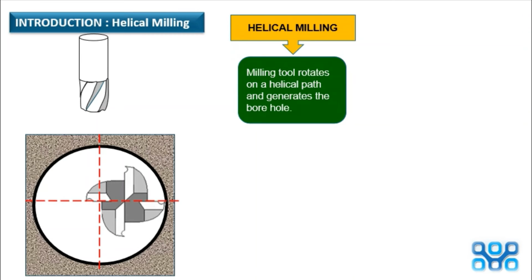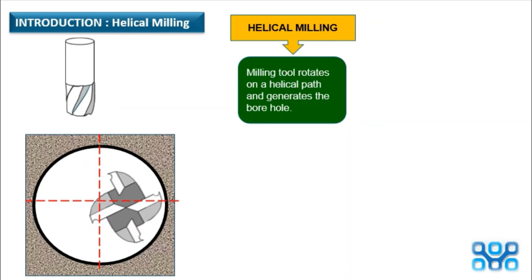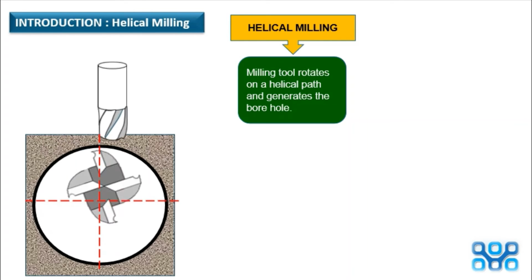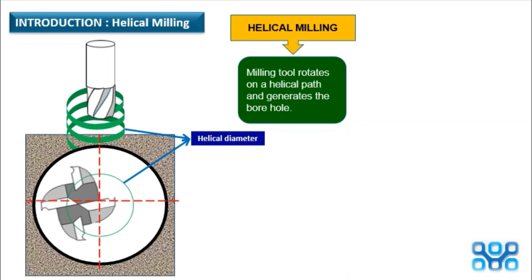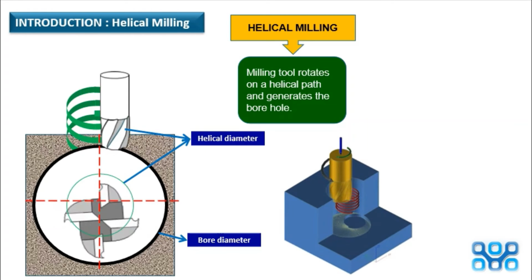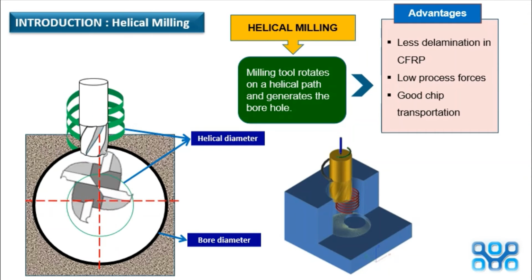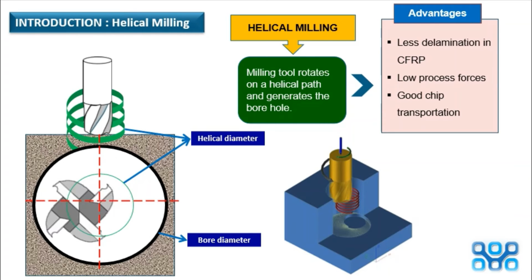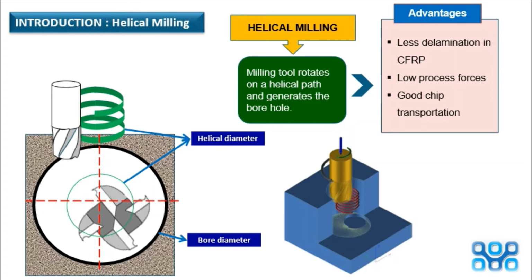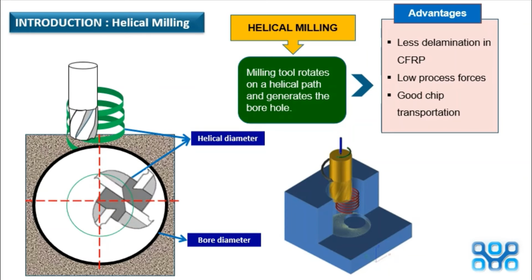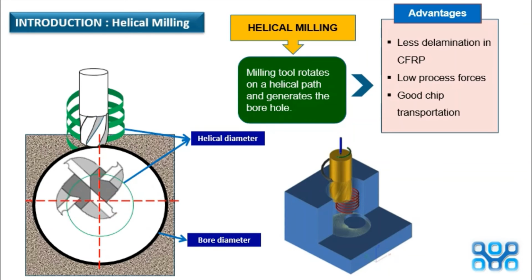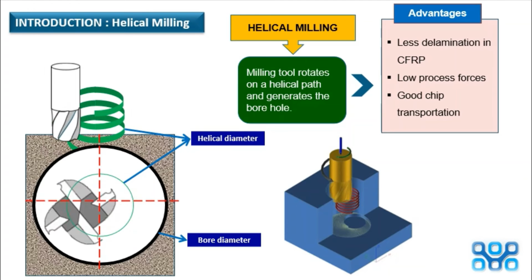And we go to helical milling. Helical milling is where the milling tool rotates on a helical path and generates the borehole. This is the animation of how helical milling works. You can see that it has the helical diameter and the bore diameter. The advantages of helical milling are less delamination in CFRP, low process force, and good chip transportation. This is important because in making a hole on CFRP, delamination must be controlled.